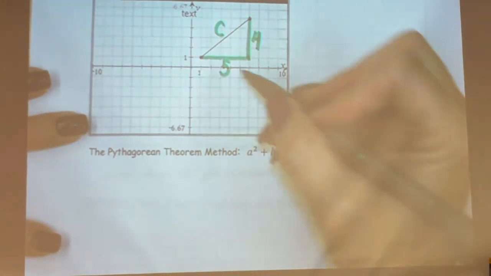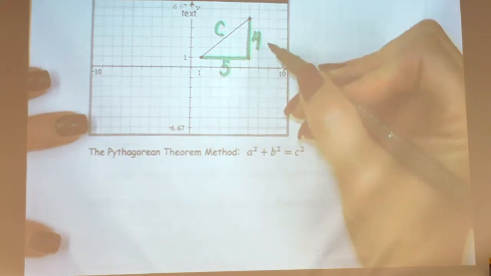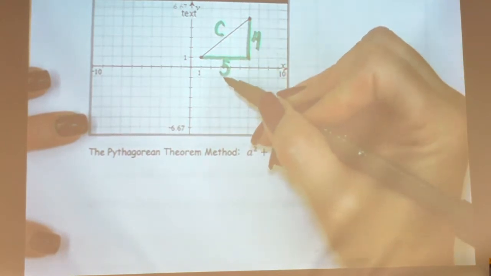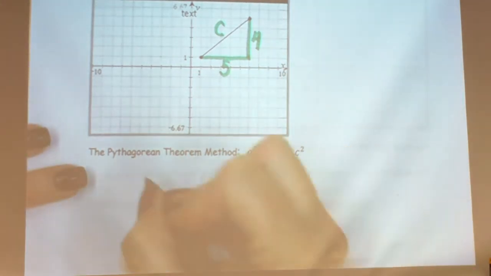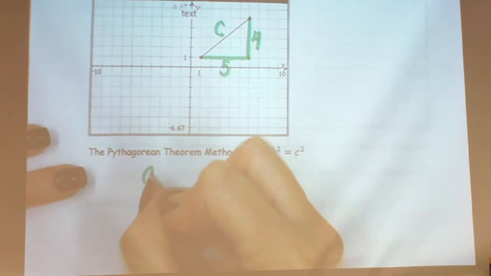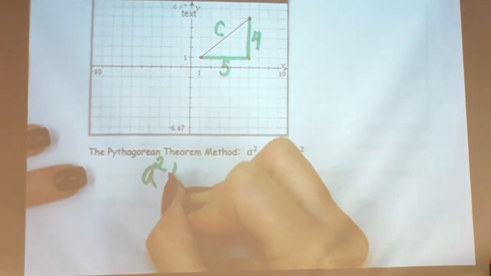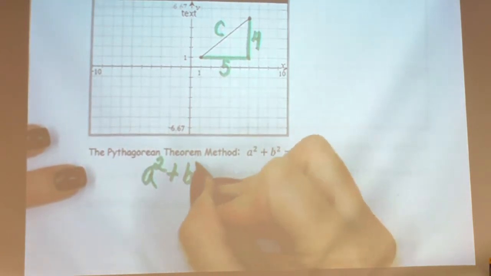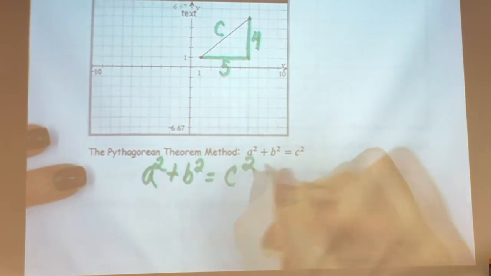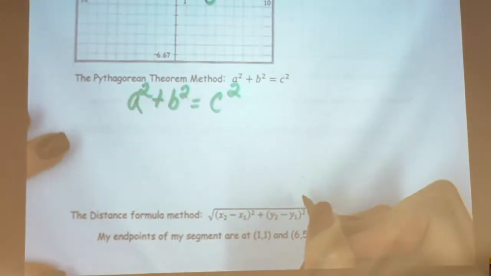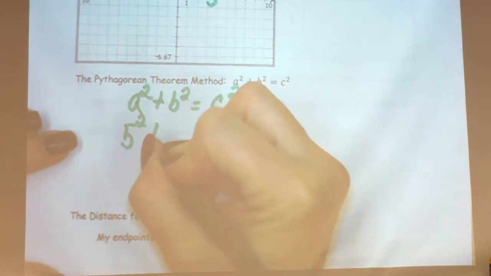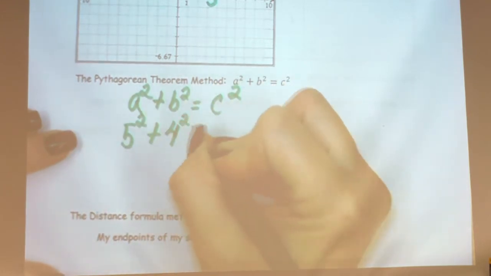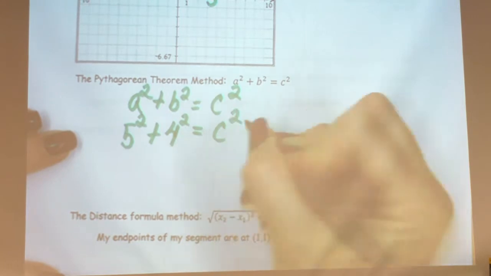Okay? It doesn't matter which you put in for a and b, just that both of these have to go in for a and b. It doesn't matter which is which. So I'm going to rewrite it. A squared plus b squared equals c squared. And I'm going to put the 5 in for a. So I'm going to say 5 squared plus 4 squared equals c squared.